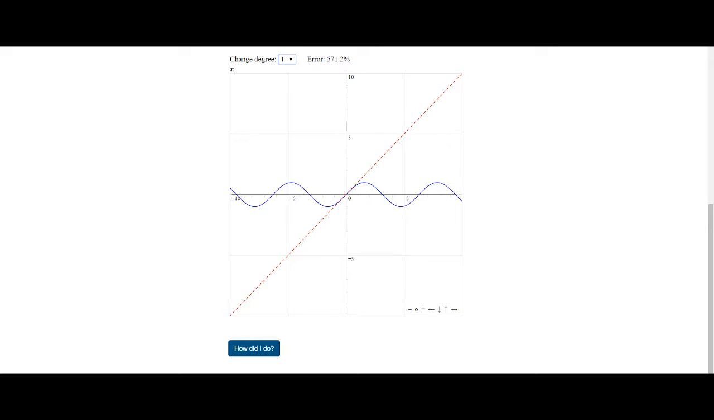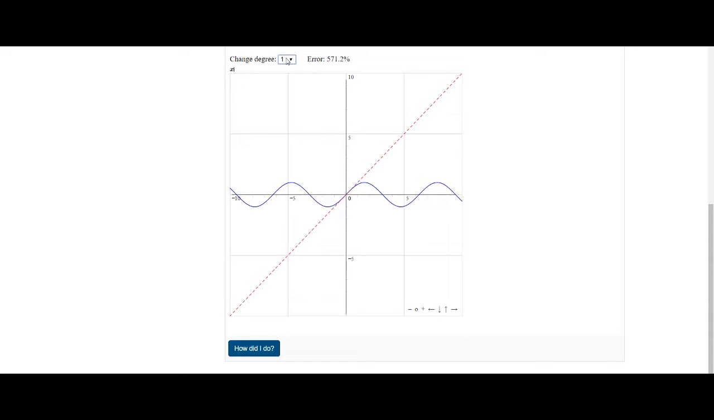In this video, we're going to explore the Maclaurin series for sine of x. What we have plotted here is the blue curve representing sine of x, and the red dashed curve is representing our best approximation so far. This one is the first degree approximation, which is of course just x.